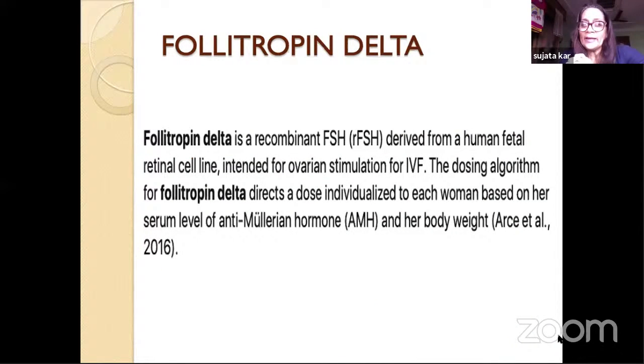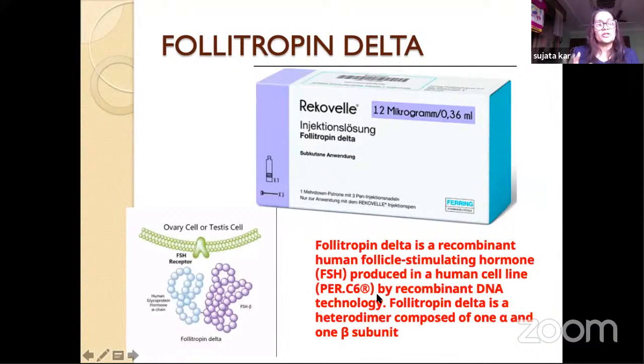Now, folitropin delta. This is a recombinant FSH, which has been derived from human fetal retinal cell lines. It is intended for ovarian stimulation for IVF. It is now already available in some European countries. The dosing algorithm for folitropin delta is dependent only on anti-Mullerian hormone level and the body weight of the person. So it makes individualized stimulation very easy. Like I said, this is the commercial preparation.